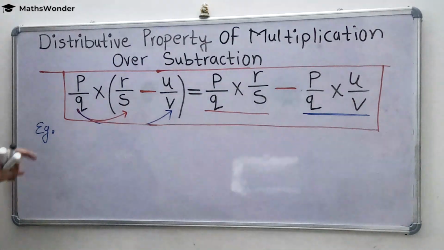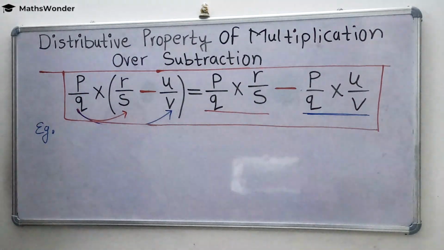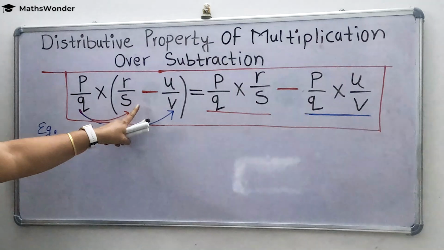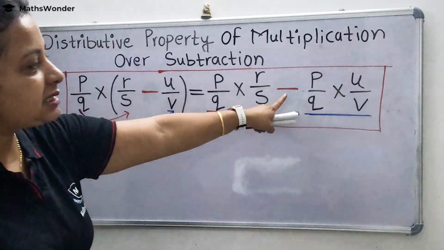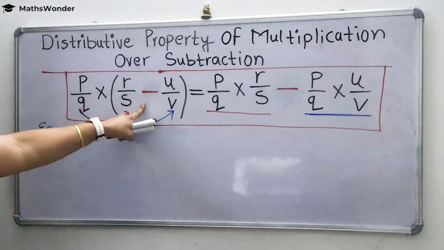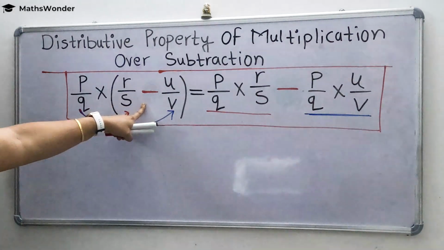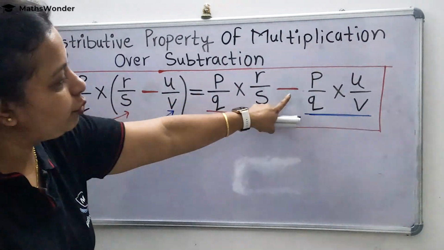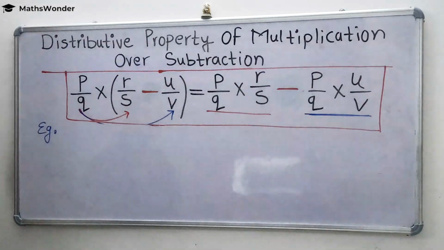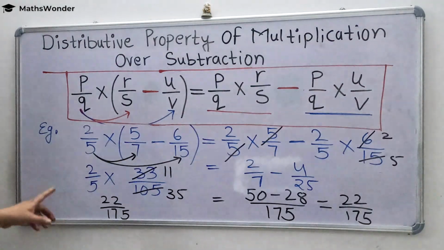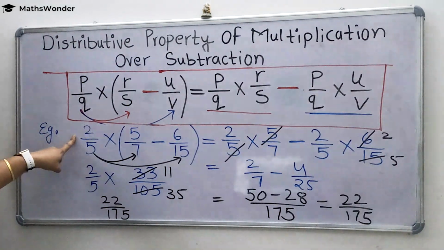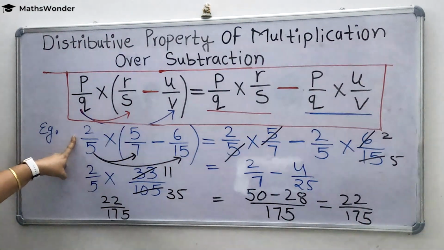The next is the distributive property of multiplication over subtraction. The only difference is that the sign will change to subtraction. In the distributive property of multiplication over addition, there is the plus sign on both sides. Now we can change it to the minus sign. This is the only change in the distributive property of multiplication over subtraction. Now try to understand it with an example.